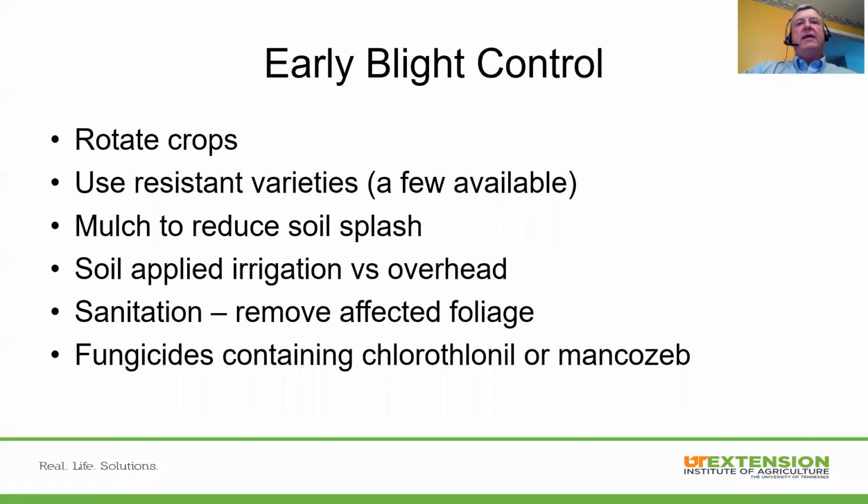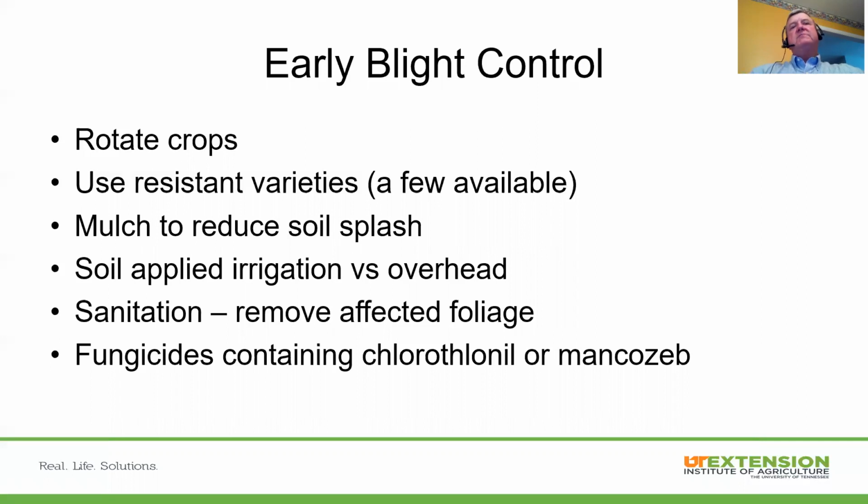Tomatoes, peppers, and those related crops: don't grow them in the same section of the garden every year, because that helps you to minimize the buildup of disease inoculum in the soil. As far as tomatoes are concerned, there are a few varieties that are more resistant than others. There's not tons of those though, so you might inquire about their resistance when you're looking to purchase seeds or when you're looking to purchase those plants.